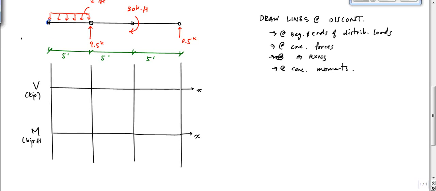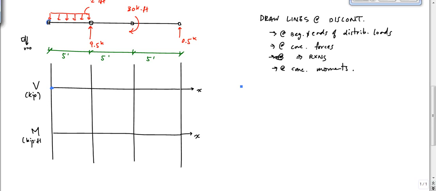if I could zoom in right there, I have this cut, and there's no distributed loading yet, so my shear that would be here is actually equal to 0, right? Otherwise this thing would be moving and all that. So I start off, I know that this is 0 right here, 0.